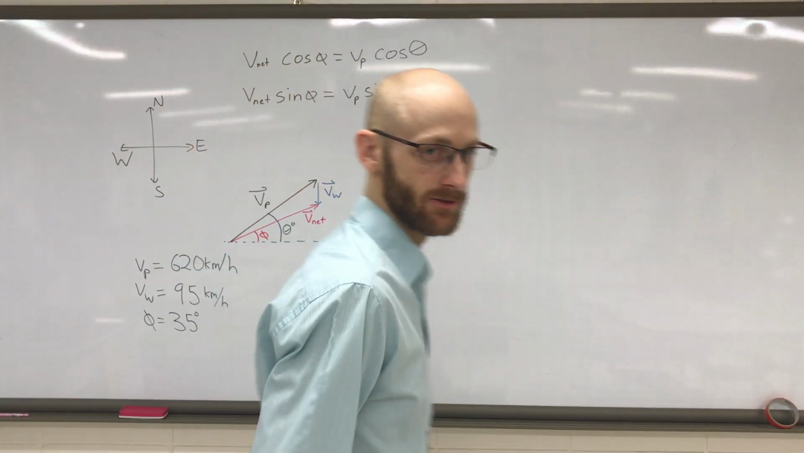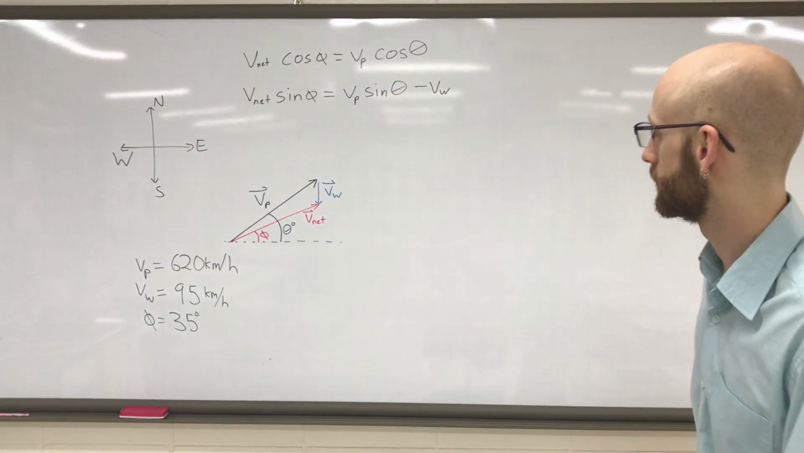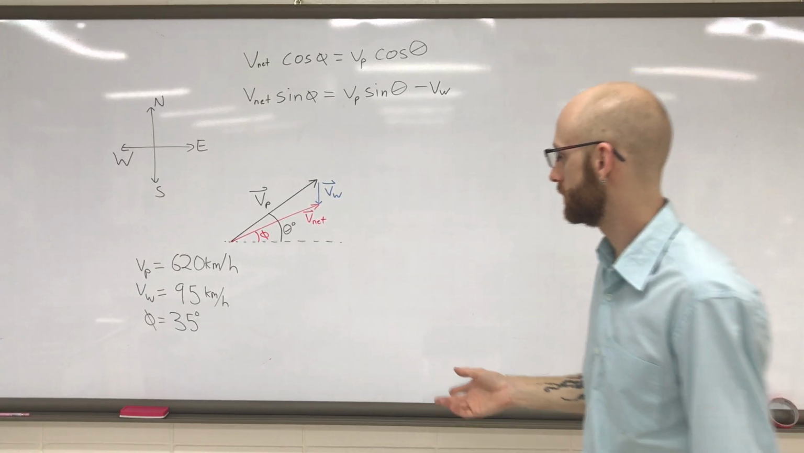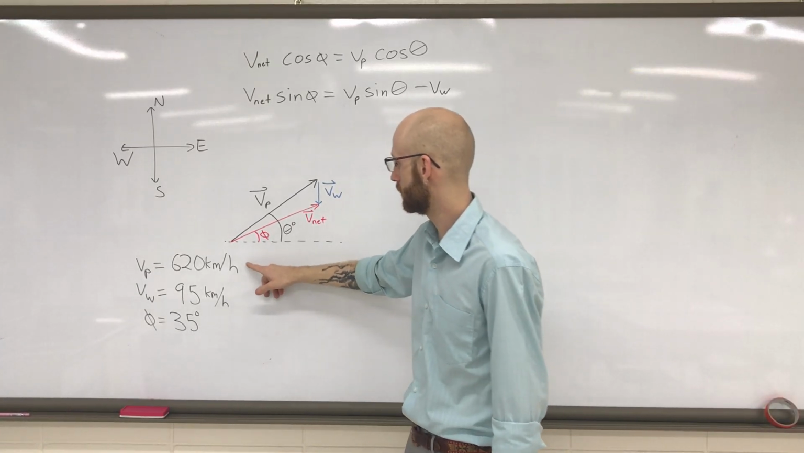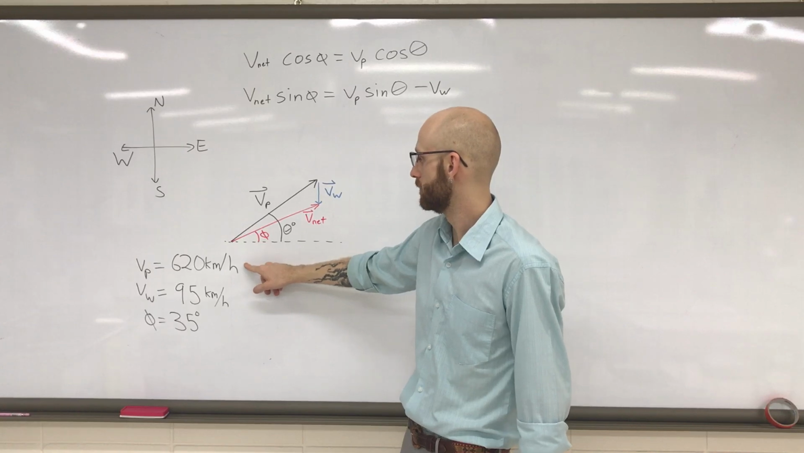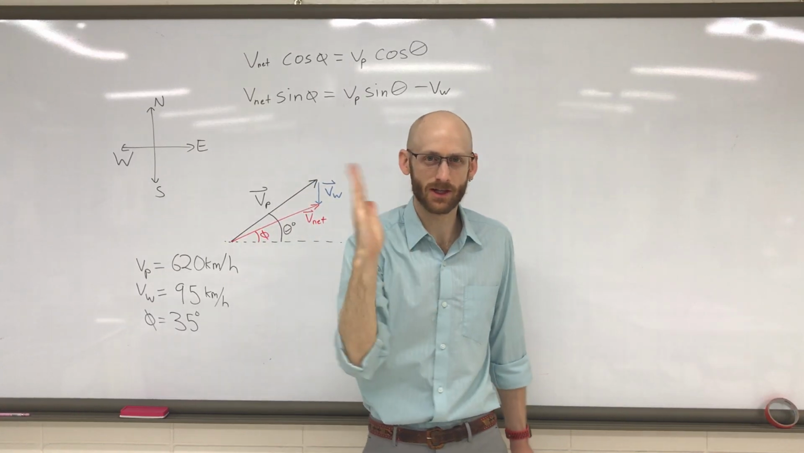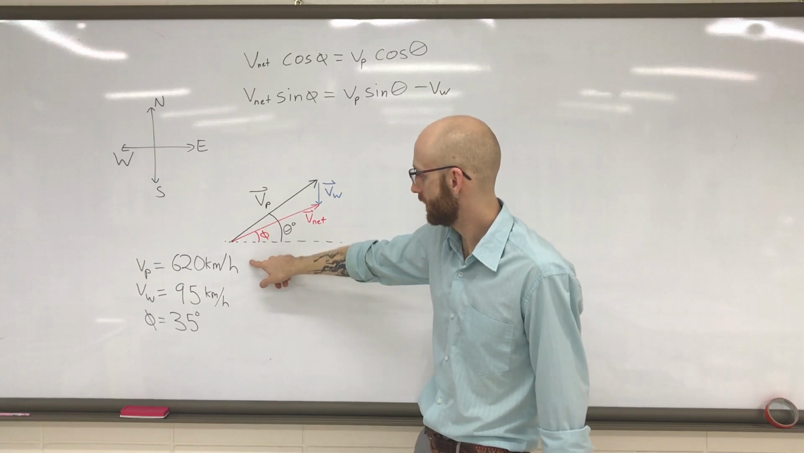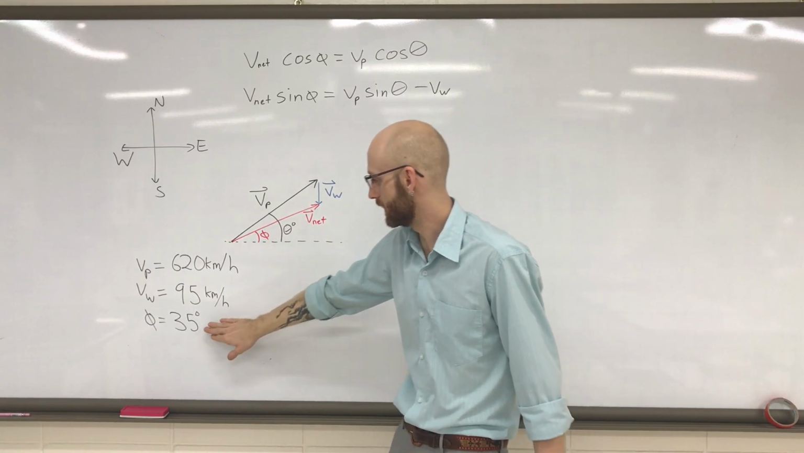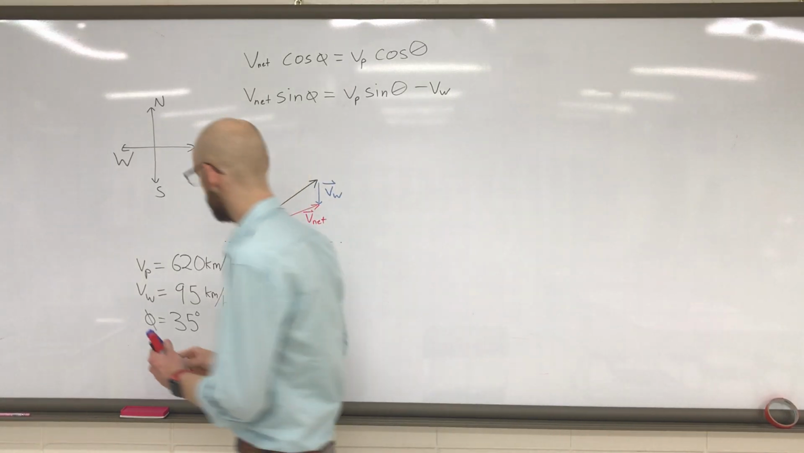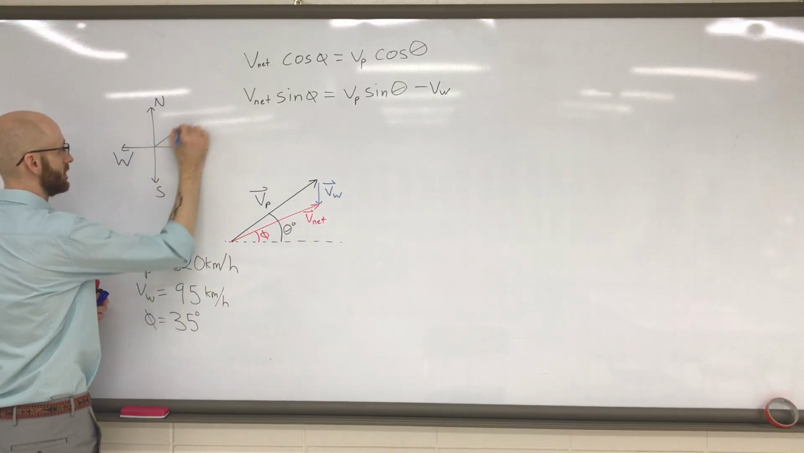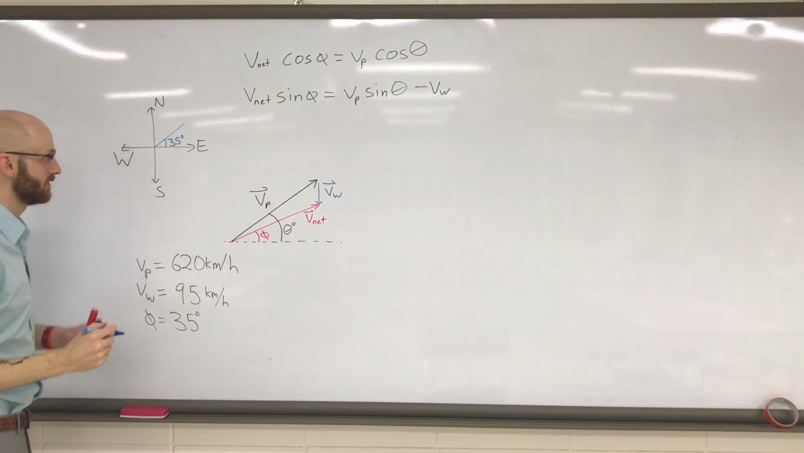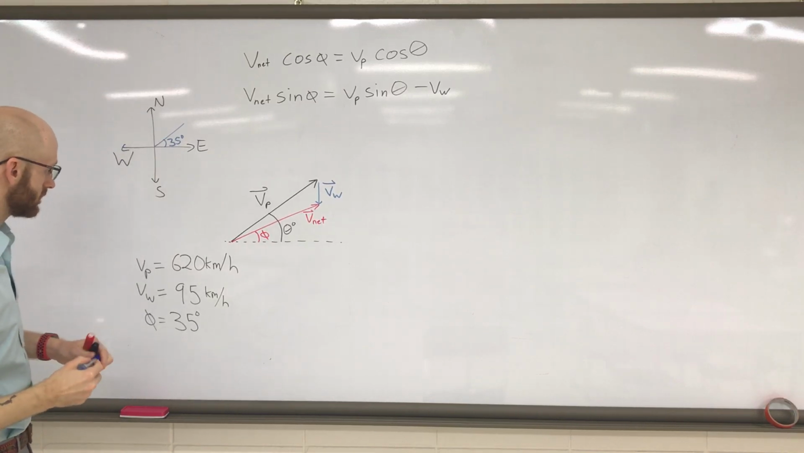Okay, so I already kind of wrote out a few things just to save a bit of time for this one. In this question, we've got a plane, and the plane has a speed of 620 kilometers per hour, but we don't actually know the direction that it's pointing. We know its speed, and we know the direction that the plane wants to go. This is the desired direction, 35 degrees north of east. We want the plane to fly that way.